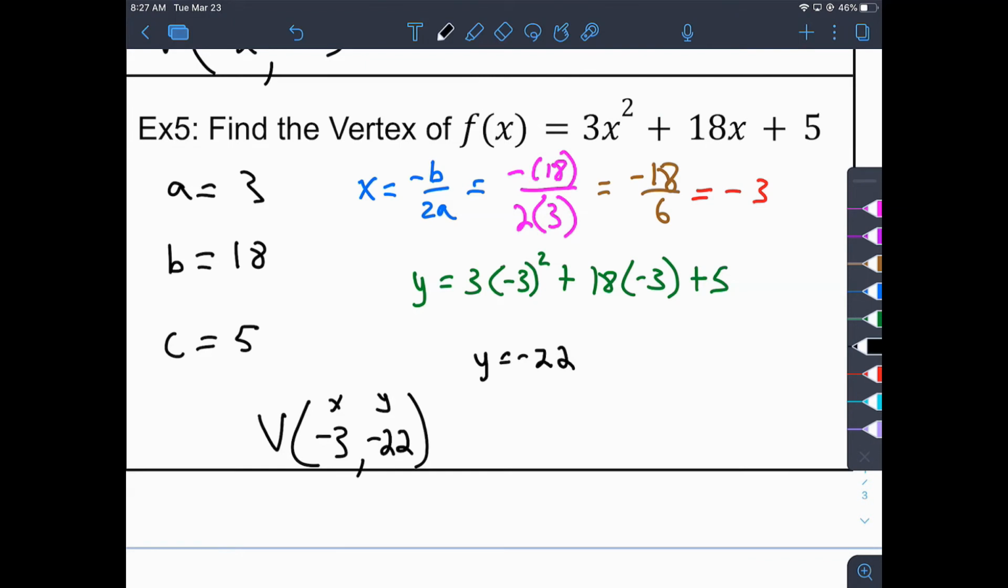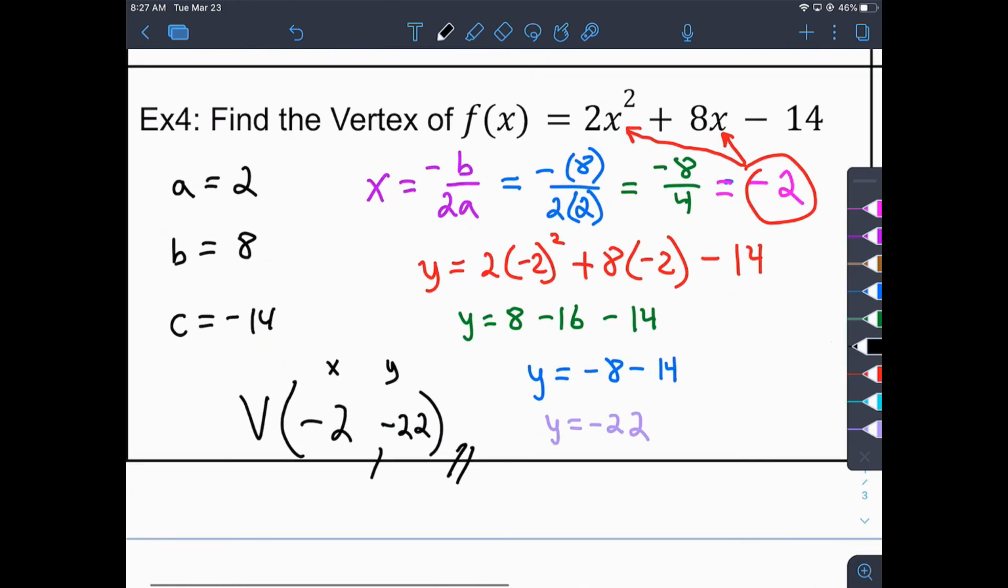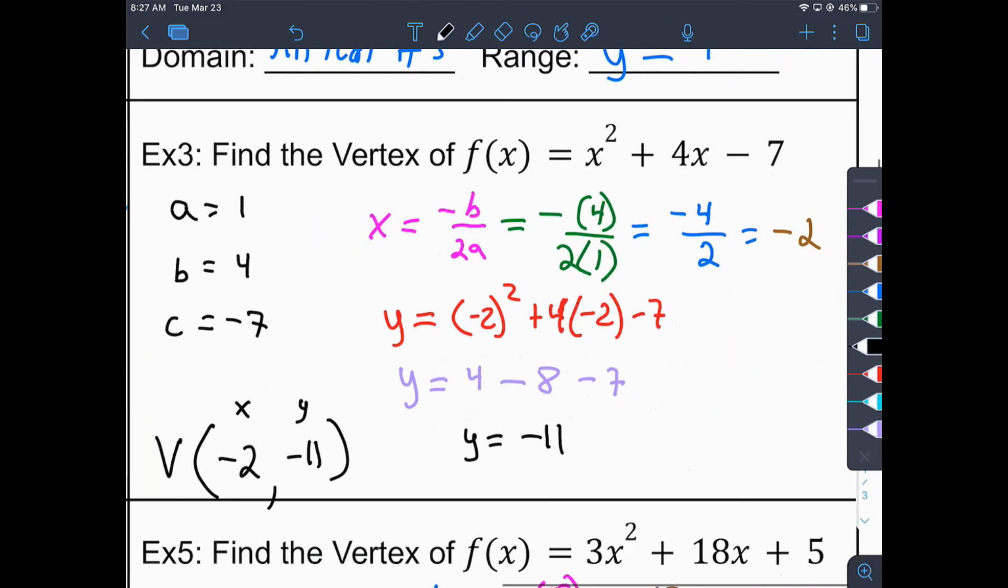In fact, I want to mention it on this one. Since the a value is a positive 3, this vertex will be a minimum. Go back to this one. The a value is a positive. So again, this vertex will be a minimum. And I guess here the a value is also positive, so it will also be a minimum. All right, there you go. How to find the vertex of any quadratic function.